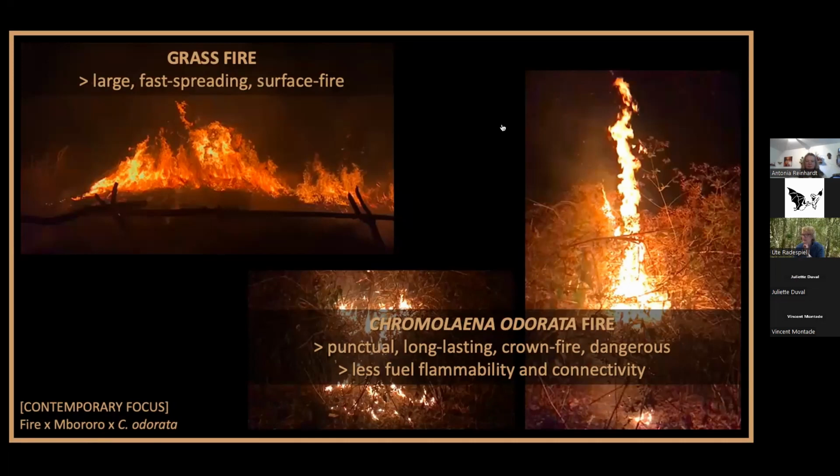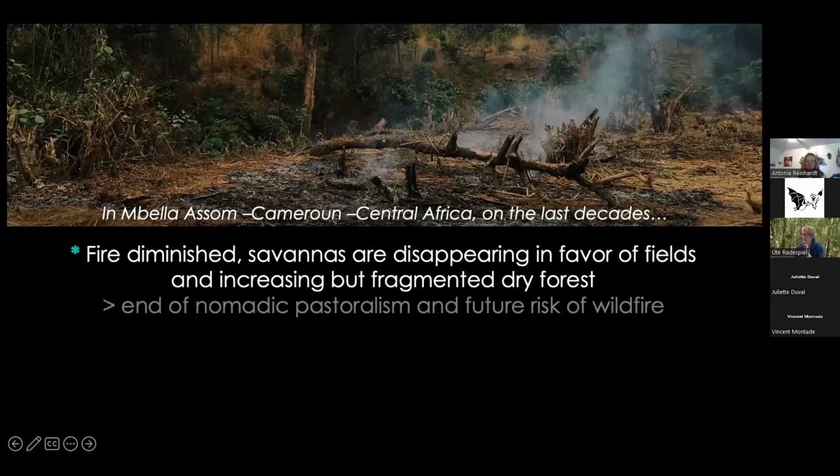So I will start again here, as this resumes the main results. So to the question of landscape evolution in Mbelasom during the last decades, we now have data on plants. Over the last 5 years, grassland has diminished in favor of agriculture fields, which seems to be one of the main factors of resilience, and of the risk of uncontrollable wildfire in the future in a drier context of climate change.